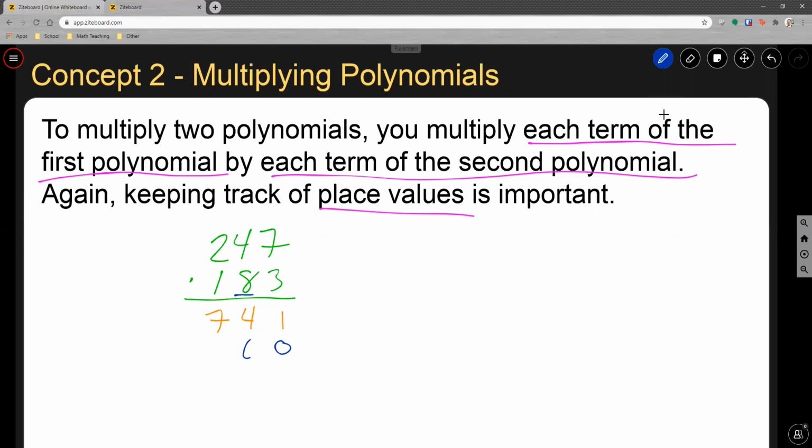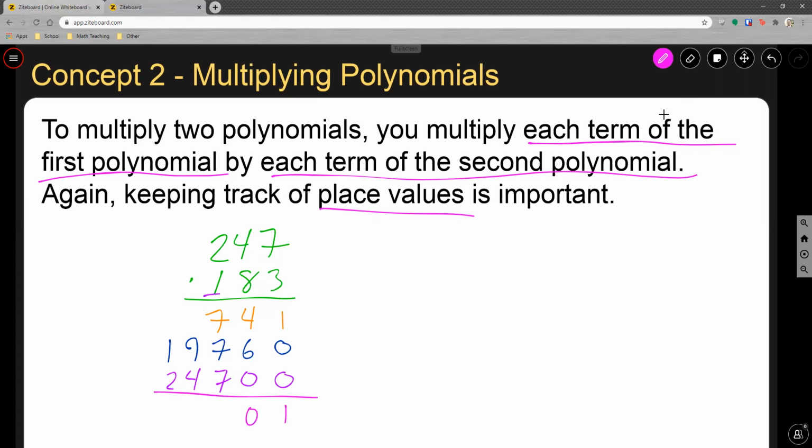I do 8 times 7 is 56, carry the 5. 8 times 4 is 32 plus 5 is 37, carry the 3. And 8 times 2 is 16 plus 3 is 19. So I do the same idea again, but I put a 0 in the ones place. Then I finally do it one more time with the hundreds place, with the 1 there. I put 2 zeros. I'm doing 1 times 7 is 7, 1 times 4 is 4, and 1 times 2 is 2. Finally, once this is all done, I add everything together.